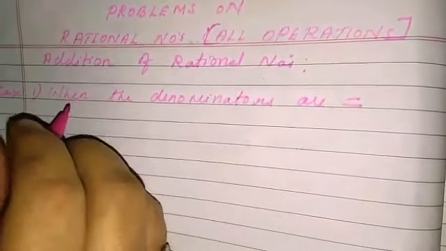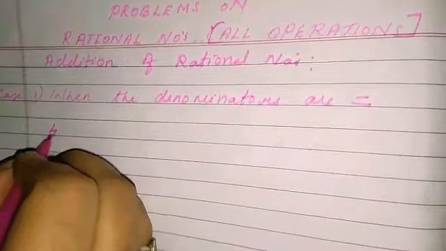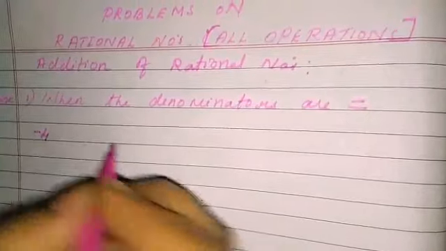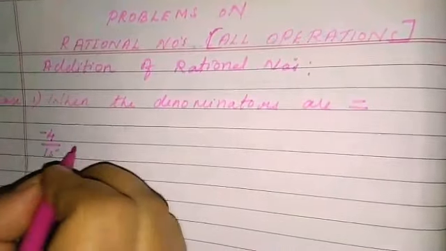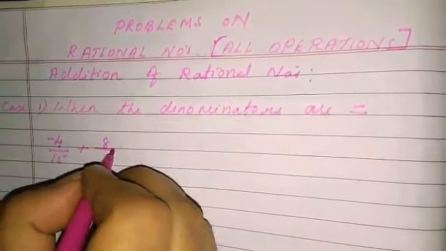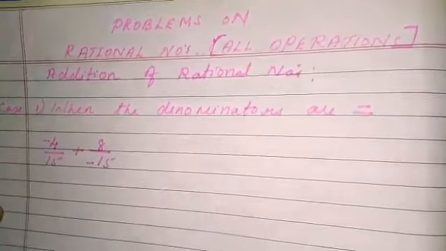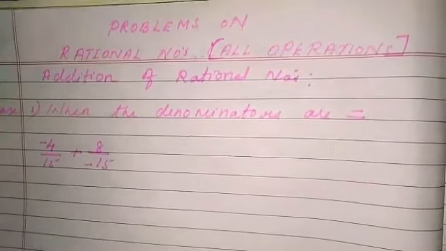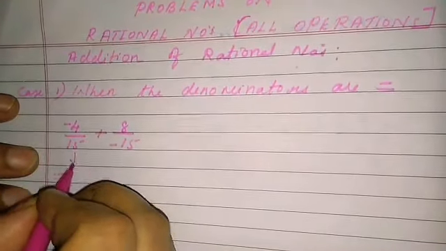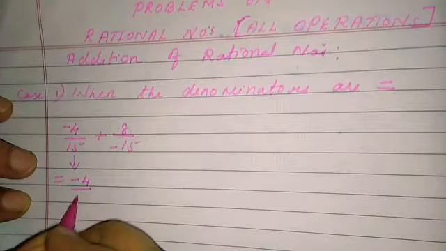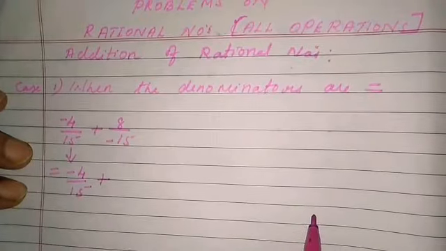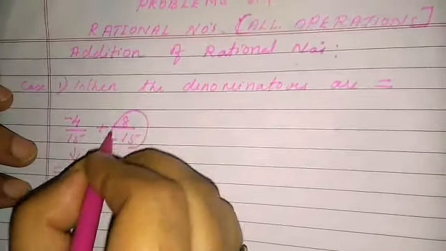Okay, so let's take two rational numbers and let's add them. So I'm going to take minus 4 by 15, which is the first rational number, and to that I'm going to add 8 by minus 15. So I've taken these two numbers and we're going to add these two rational numbers. So what we will do is we will write this down as it is, minus 4 by 15. We will take down this plus sign as well, and now we will make a little change to this number.